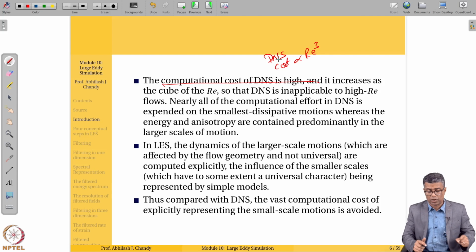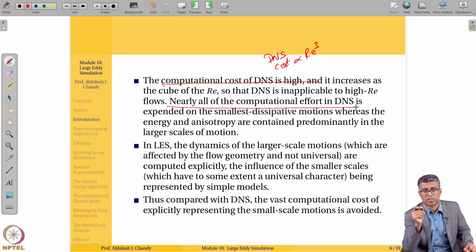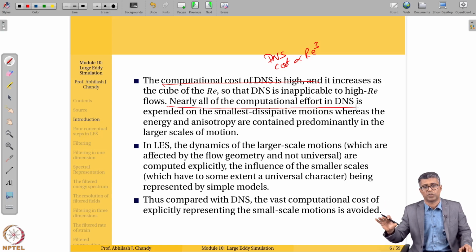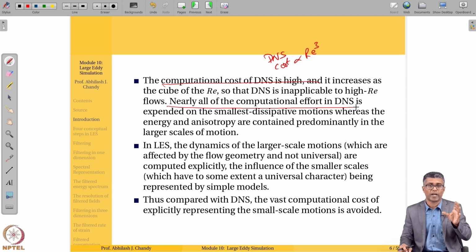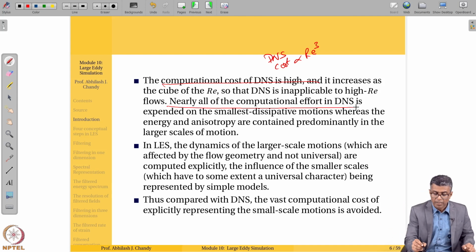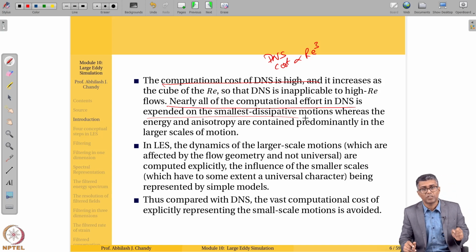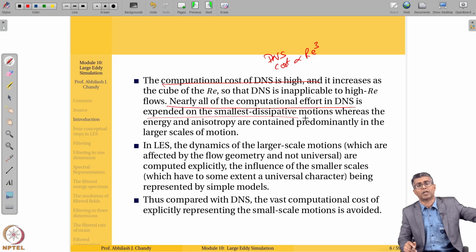And in addition to all that, this point is important, right? Which I was saying earlier, just a few minutes ago. Nearly all computational effort in DNS is expended on the smallest dissipative motions. And this is why I brought about the 90-10 rule kind of thing, where you're spending 90% of your computational effort on resolving 10% of the motions, that 10% of the motions being in your dissipative range. So nearly all of the computational effort is expended on the smallest dissipative motions, whereas energy and anisotropy are contained predominantly in the large scales.